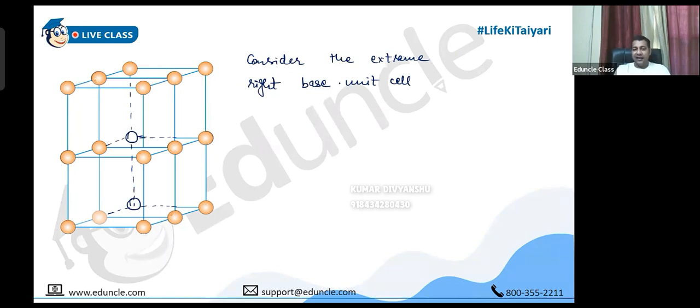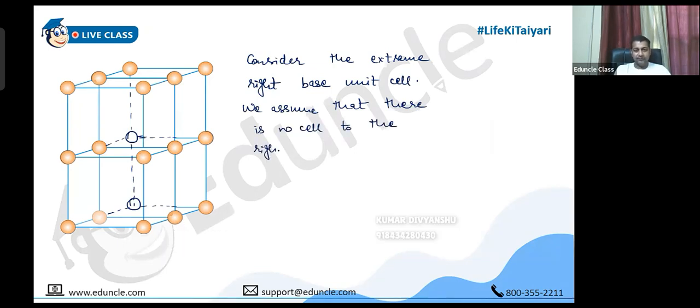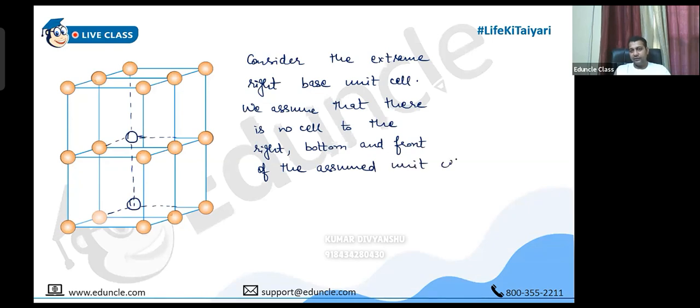This is like a building, and I'm talking about the ground floor room, which is at the extreme right hand side of the building. So this is the building in which various rooms are there, and we are talking about the extreme right hand side room. Then there is no room at the front of that particular room. Of course, we are talking about the ground floor, and no basement is there, so no room will be there in the basement. And because it is the extreme right one, no room to the right of this one. So we assume that there is no cell to the right, bottom, and front of the assumed unit cell, or the unit cell under consideration.